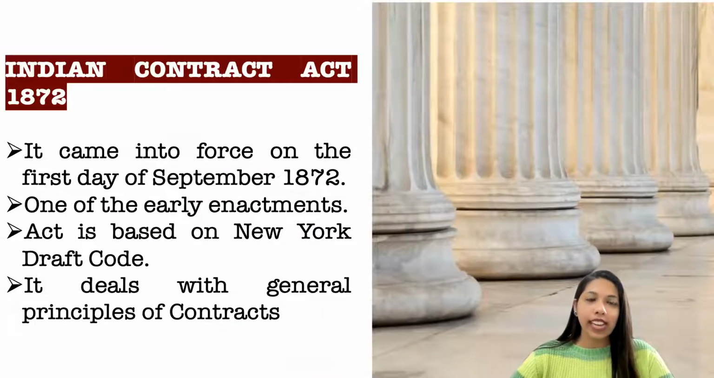So the law in India concerning law of contract is dealt under the Indian Contract Act 1872. This is the act in India which speaks about contract and general principles of contract. It's an early enactment which is very old and which came into force in India on the first day of September 1872, and it is based on the New York Draft Code. We have the general principles of contract, like what is contract, what is agreement, what is offer, and all these definitions and essentials of contract.